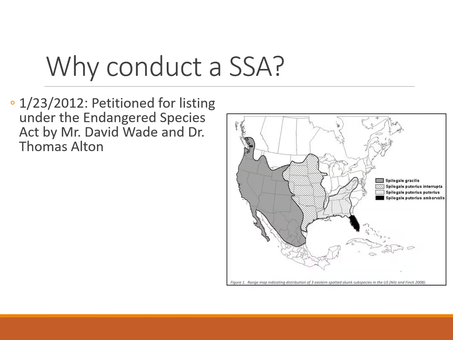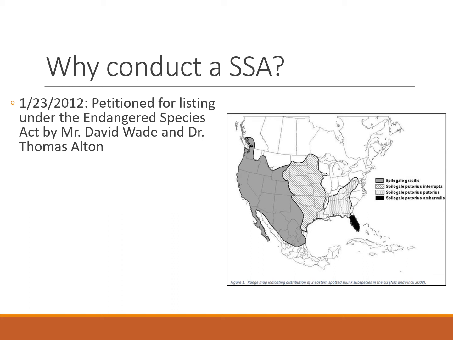So why are we even conducting an SSA at this point? Well, in 2012, the plain spotted skunk was petitioned for listing under the Endangered Species Act. And as you can see from this map on the right of your screen, what we're talking about is the taxon of eastern spotted skunk that runs from Ontario, Canada, down through Tamaulipas, Mexico, along the Great Plains region.